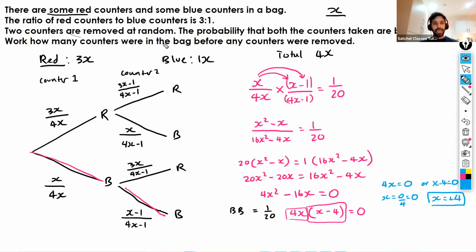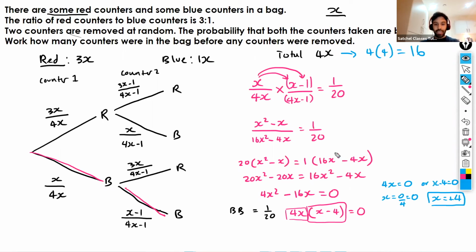It says work out how many counters were in the bag before any counters were removed. So what we need to do is multiply. We said the total amount of counters is 4x. If the value of x is 4, then that's going to be 4 multiplied by 4, which is 16. So there were 16 counters in the bag to begin with.